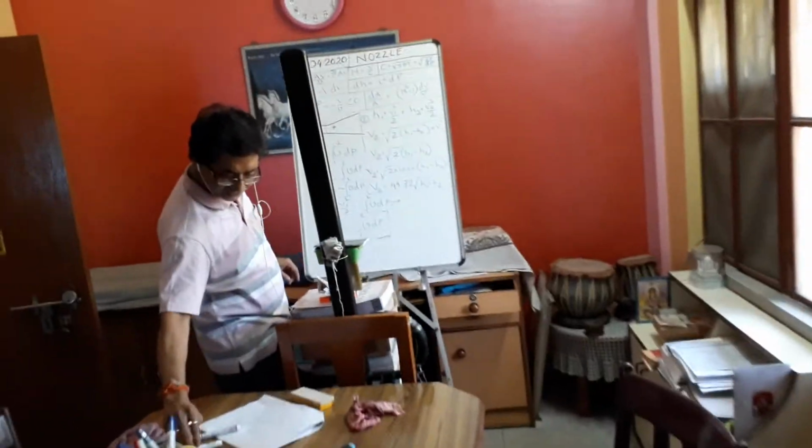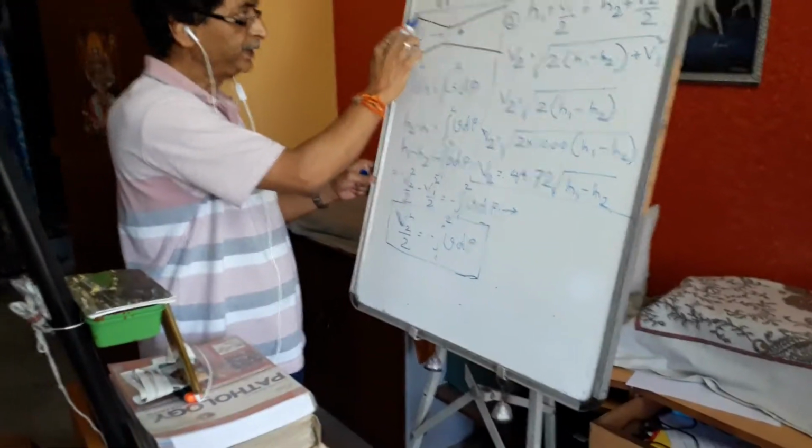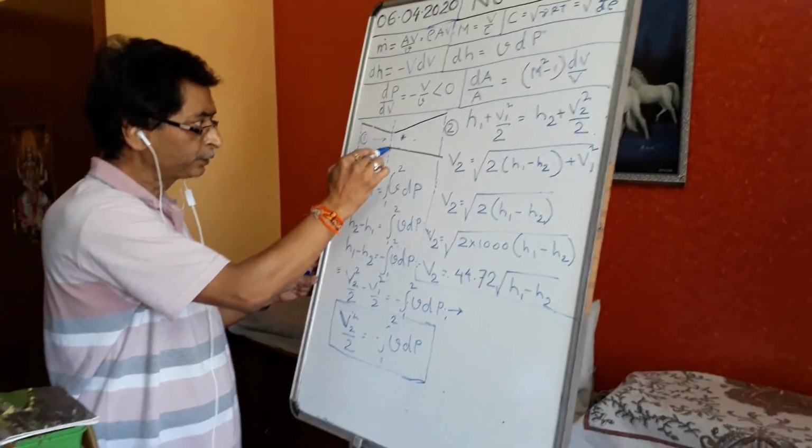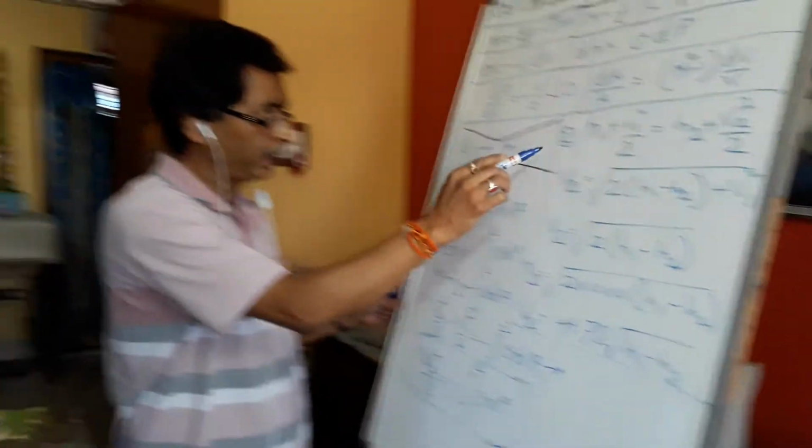Now, here what is the pressure? Suppose this is 1 and this is 2, this is the inlet and outlet. If this is the convergent divergent nozzle, this part which is the minimum area is called the throat. This is the inlet, outlet, and this is the throat.